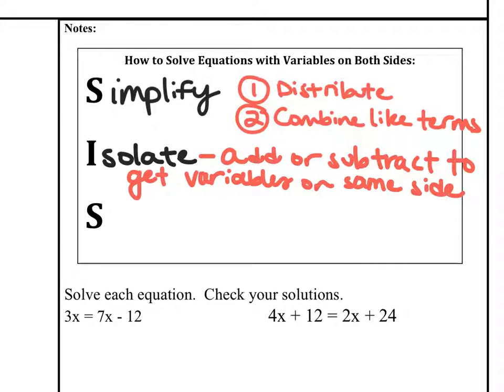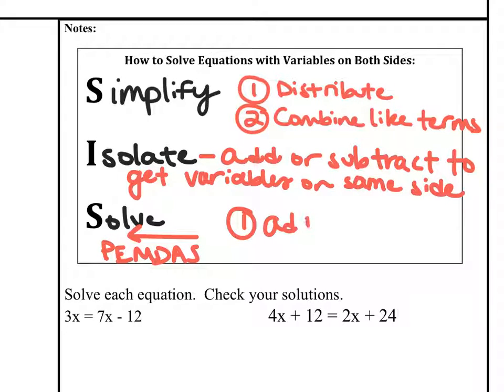Next thing is solve. That shouldn't be new. When we solve, you're going to see me write it like this a lot. So we do PEMDAS backwards. That shouldn't be new. But when we're doing order of operations backwards, the first thing we're doing is probably adding or subtracting. And then we're either going to multiply or divide.